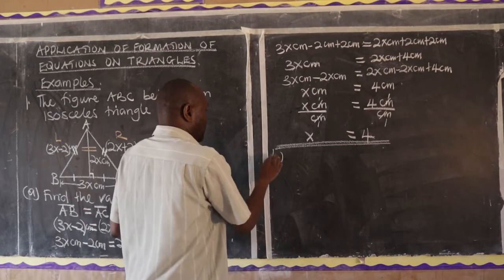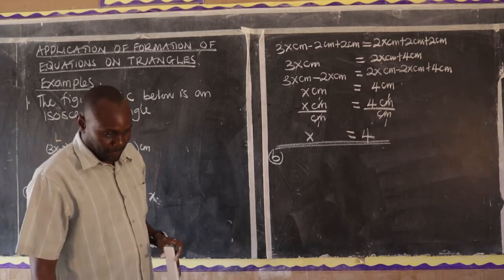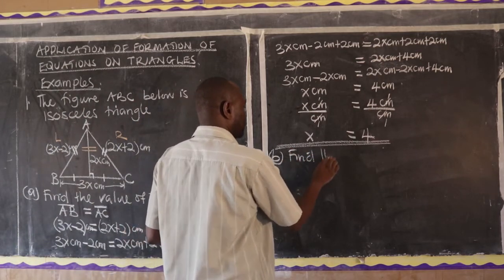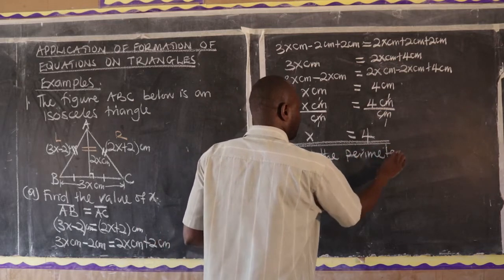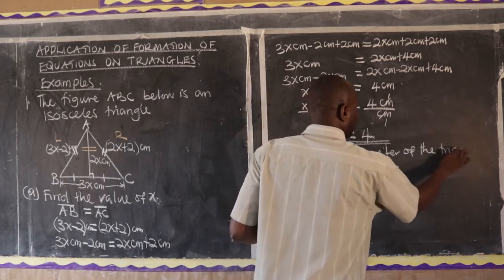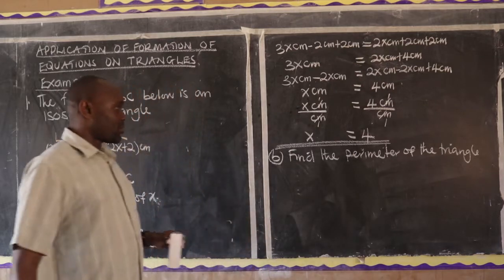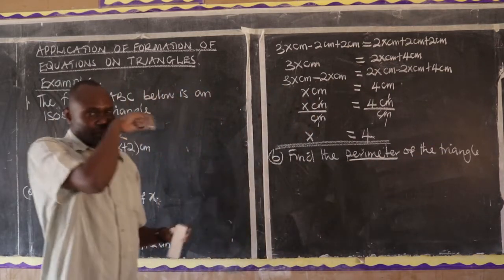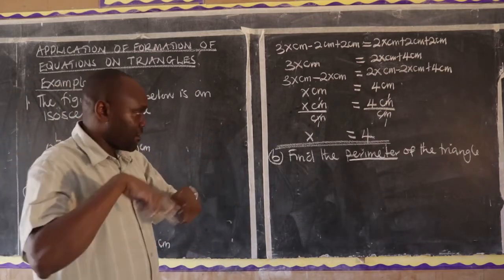Then question B, you can now be asked to find the perimeter. You can say find the perimeter of the triangle. Find the perimeter of the triangle. Remember, our keyword here is the perimeter. And we say perimeter is the distance around the figure.